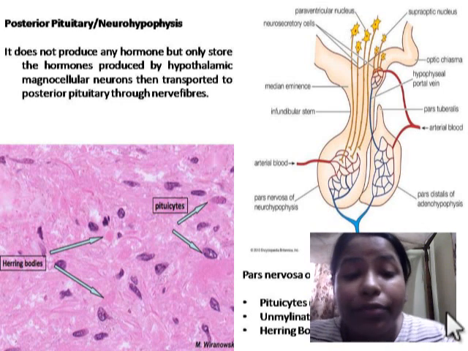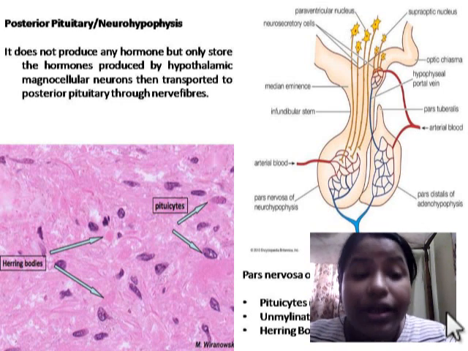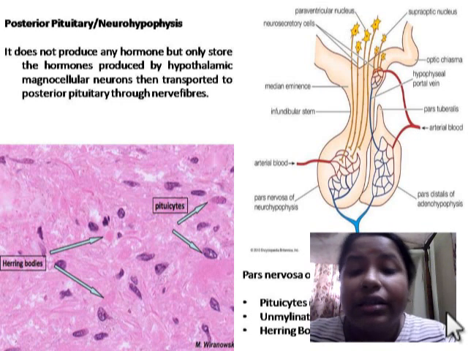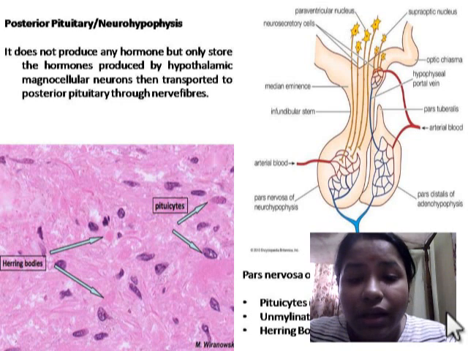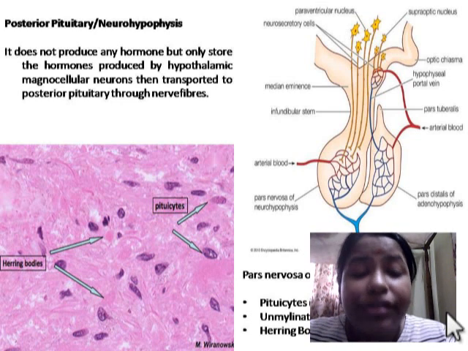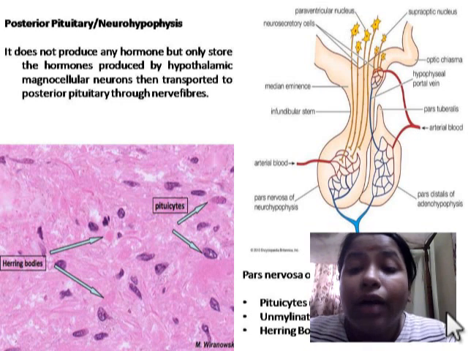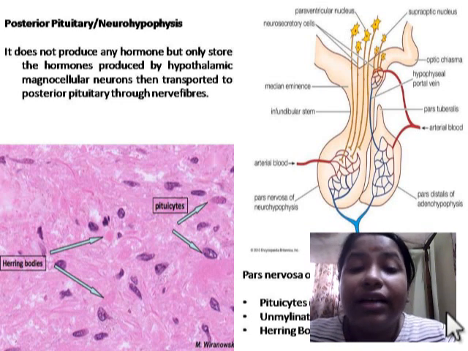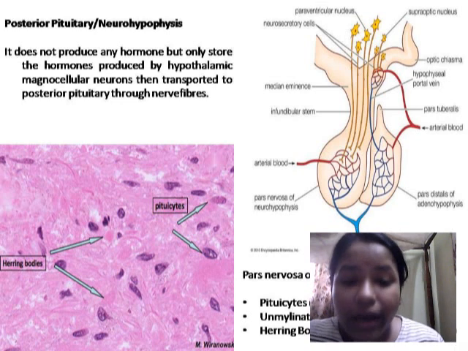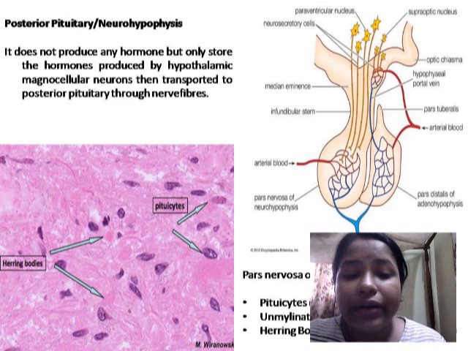As we know, the posterior part does not secrete any hormone on its own, so the cell bodies that secrete the posterior pituitary hormones are located in the hypothalamus, called magnocellular neurons. They are located in the supraoptic and paraventricular nuclei of the hypothalamus, which synthesize the posterior pituitary hormones. Okay, next we are moving toward the regulation of secretion.